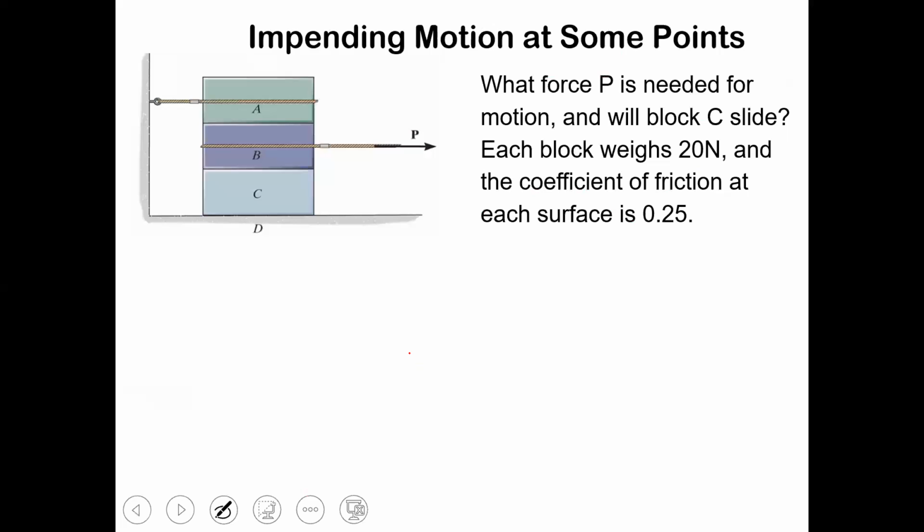Anyway, the question is what force P is needed for motion, just to get anything to move, and will block C actually slide? So you start thinking about all these possibilities. Depending on the friction coefficients, when you start pulling that thing, what's one option?